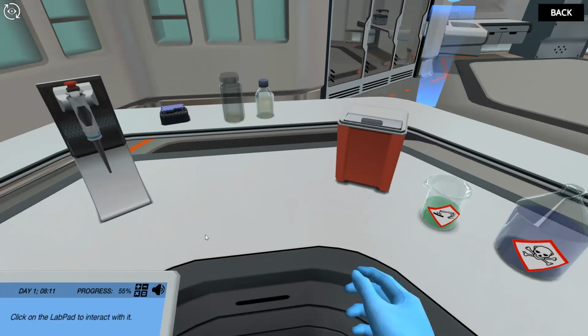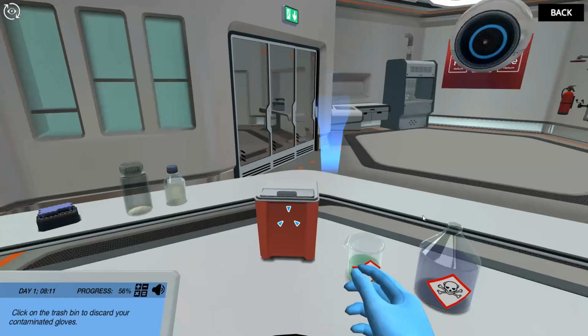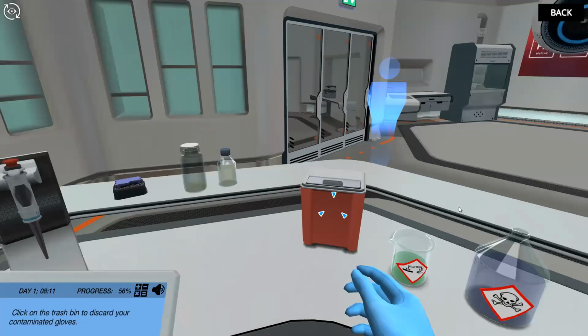The neutralized acid can be disposed of in the solid chemical waste. Usually, the chemical waste is stored in a fume hood. During the cleanup, your gloves got contaminated. You need to dispose of them to avoid spreading chemicals over everything you touch. Click on the trash bin to discard your contaminated gloves.